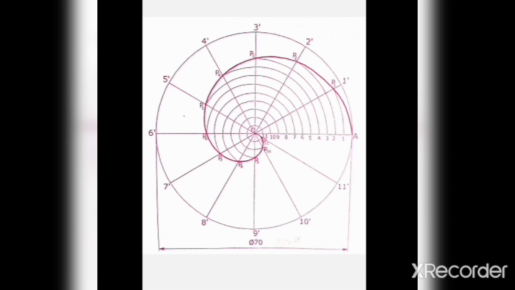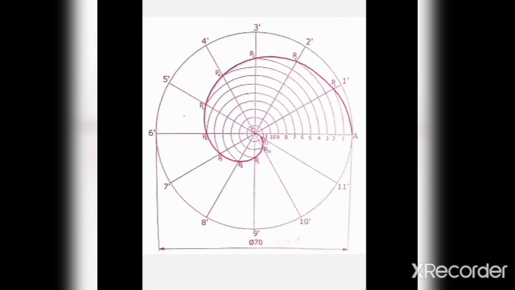The total included angle in a circle is 360 degrees. We have to divide the 360 degrees into 12 equal parts or 8 equal parts. In this question, the 360 degree angle will be divided into 12 equal parts. So 360 degrees divided by 12 is equal to 30 degrees.